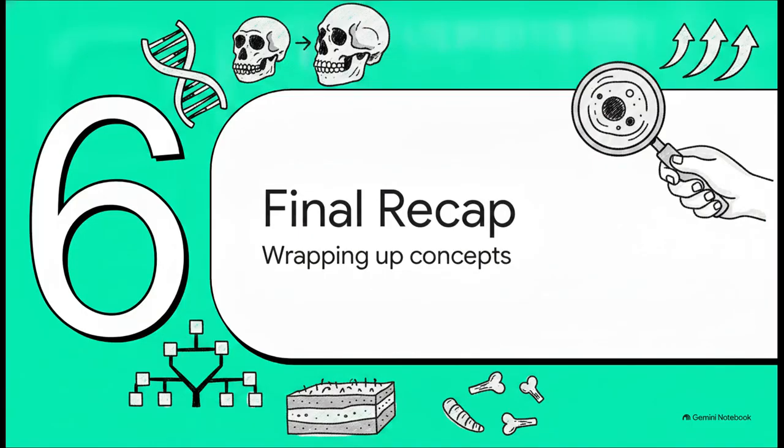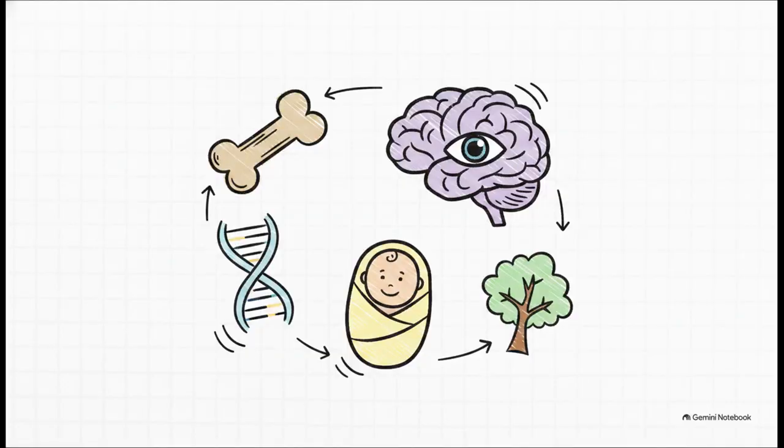Section 6. Final recap. Wrapping up concepts. All right, let's wrap this up by cementing everything we've learned today. We unlocked the core evidence of evolution. We saw how the fossil record, anatomical homology, and biochemical similarities provide really hard evidence for how species change.